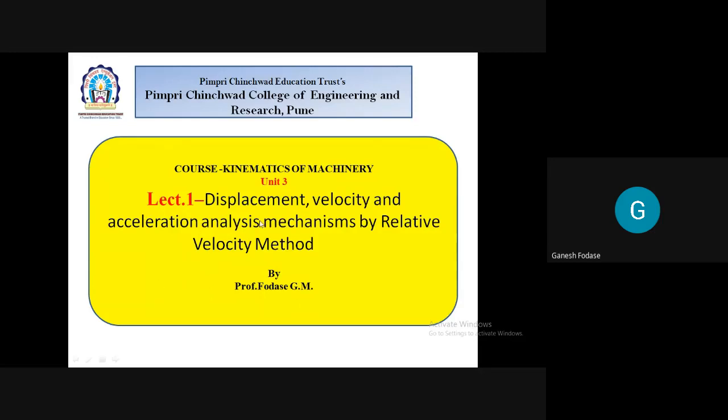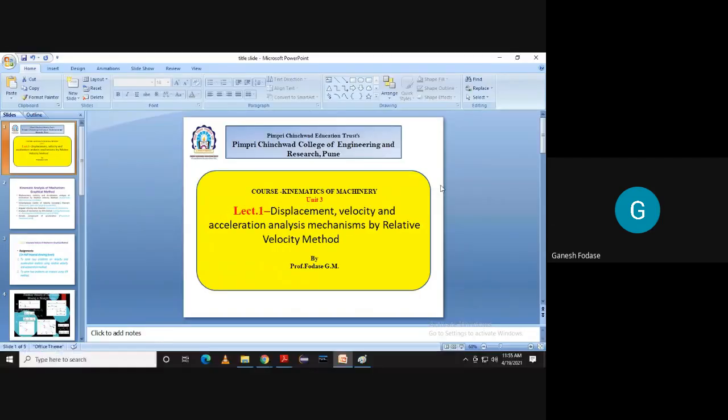Various methods we discussed, like a simple analytical method, the conventional analytical method of finding the displacement equation, then the velocity equation, and differentiating, we get the acceleration equation. Then we saw complex algebra and vector algebra. So those are the analytical methods we discussed in unit number 2. Unit number 3 is displacement, velocity, and acceleration analysis by graphical methods.